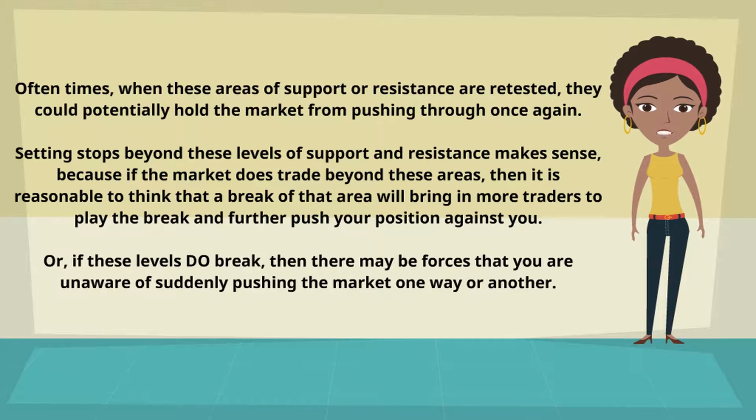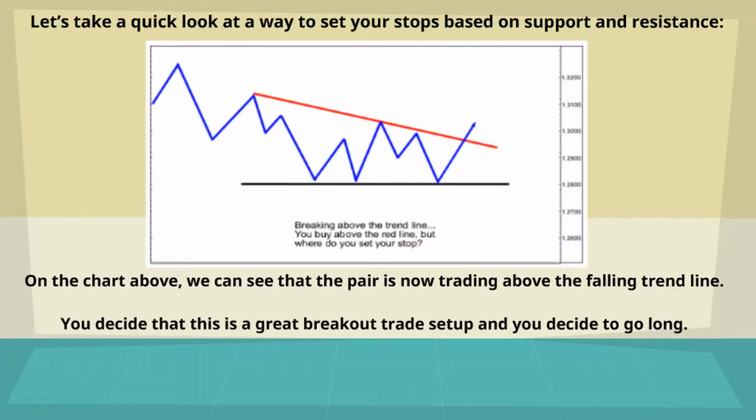Oftentimes, when these areas of support or resistance are retested, they could potentially hold the market from pushing through once again. Setting stops beyond these levels of support and resistance makes sense, because if the market does trade beyond these areas, then it is reasonable to think that a break of that area will bring in more traders to play the break and further push your position against you. Or, if these levels do break, then there may be forces that you are unaware of suddenly pushing the market one way or another.